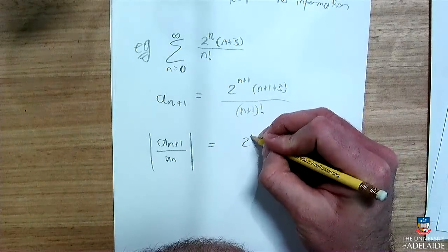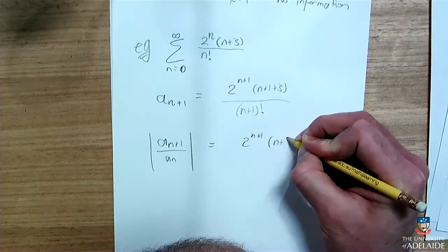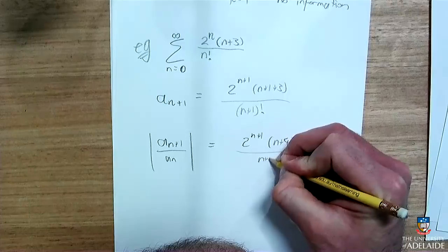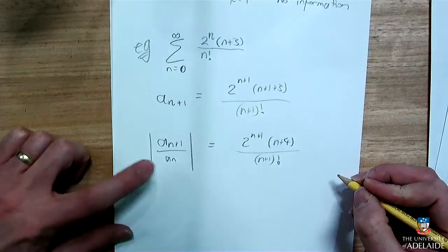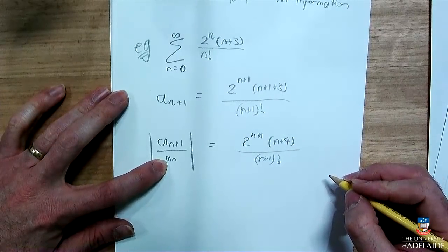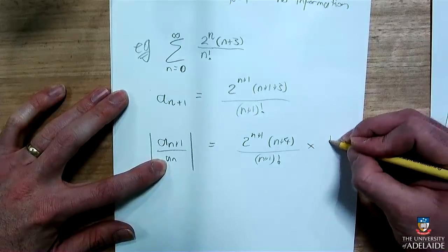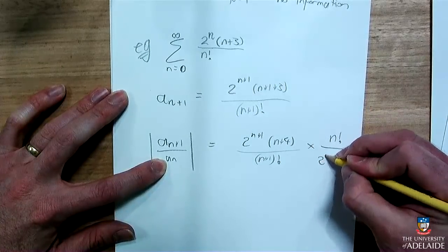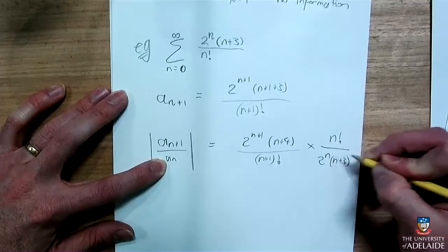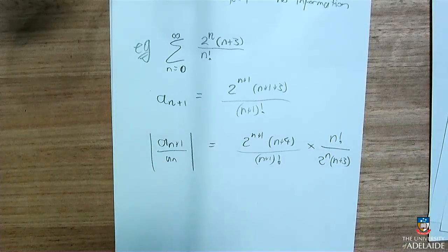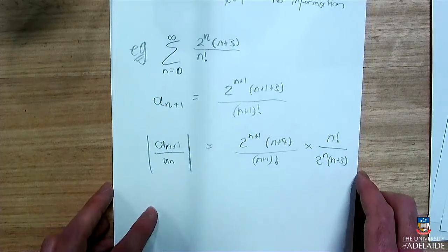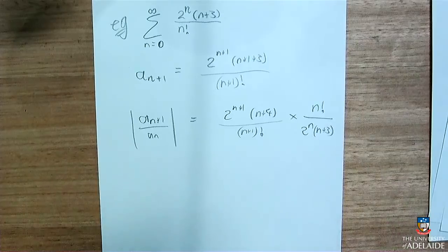So we'll get 2 to the n plus 1, n plus 4 over n plus 1 factorial divided by an, which is the same as multiplying by 1 over an. So I pulled a little Swifty there. Yep. So your R is going to come out to an absolute value. So that means when you remove the absolute value, it's going to be between two values, like if it converges.